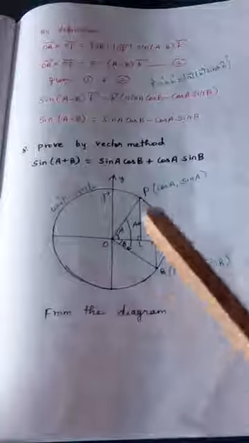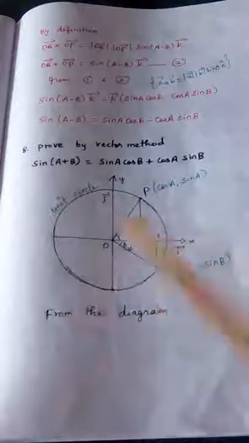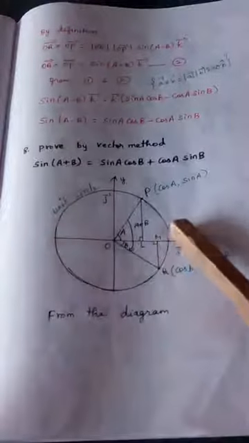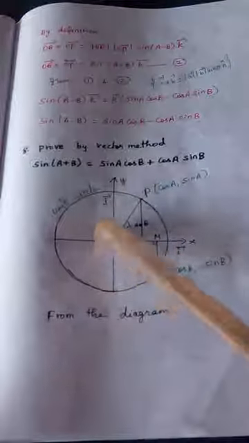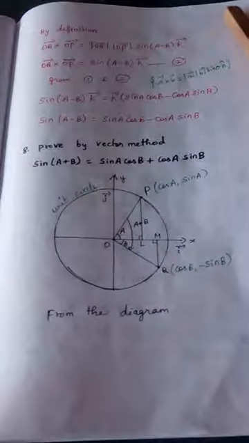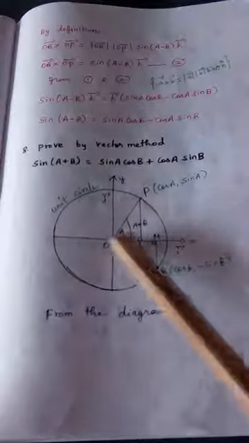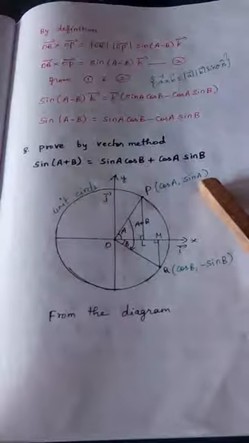So join OP. OP makes an angle A with x-axis. OQ makes angle B with x-axis. So the total angle will be A plus B. This is OP and OQ. What is the angle between OP and OQ? A plus B. Okay. Since the angle is A, the point P is nothing but cos A comma sin A.